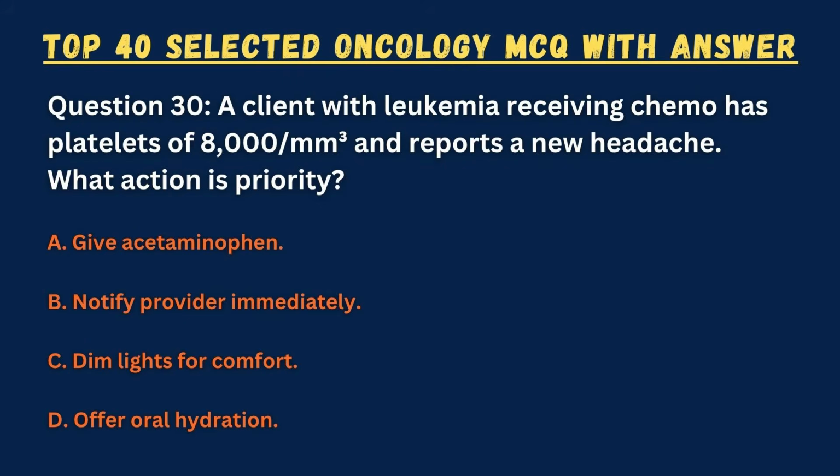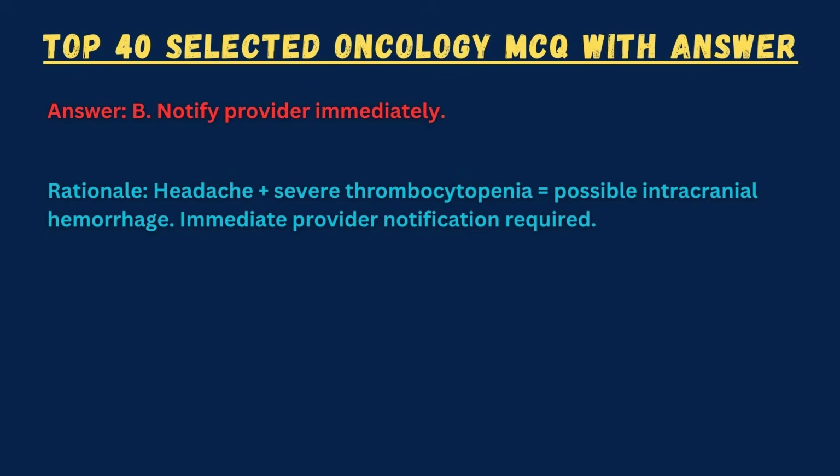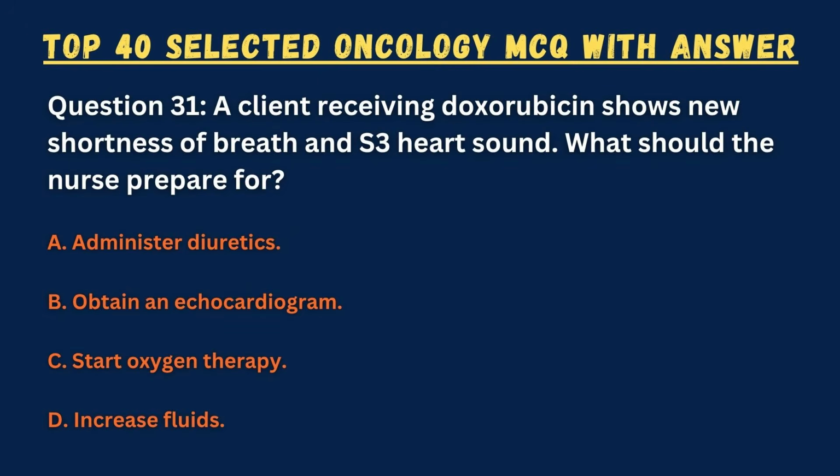Question 30. A client with leukemia receiving chemo has platelets of 8,000 per cubic millimeter and reports a new headache. What action is priority? A. Give acetaminophen. B. Notify provider immediately. C. Dim lights for comfort. D. Offer oral hydration. Answer. B. Notify provider immediately. Rationale. Headache plus severe thrombocytopenia equals possible intracranial hemorrhage. Immediate provider notification required.